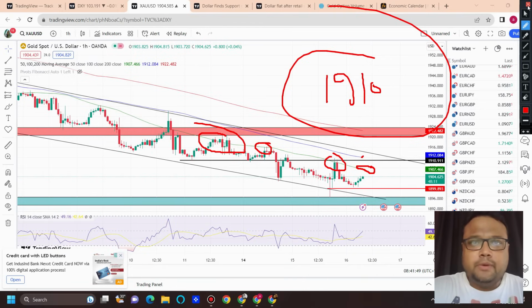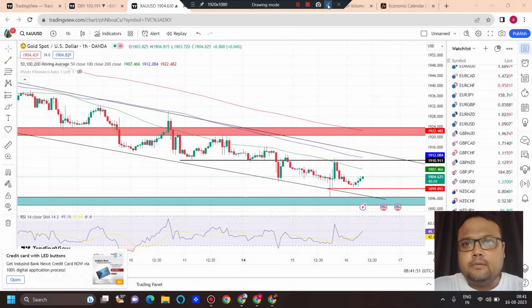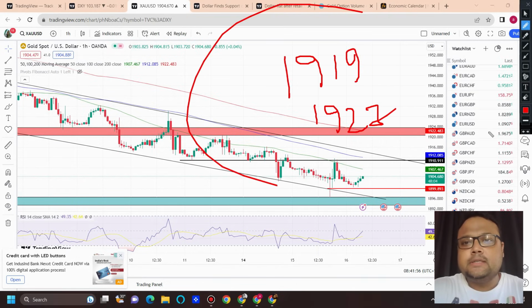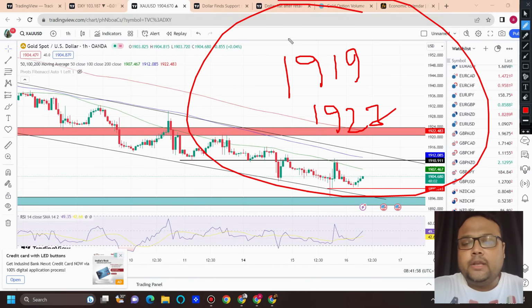The best resistance before the news is around 1919 to 1923 level. Yes, the 1919 to 1923 level is the best resistance on the chart of gold before the news. But I don't think the market has the power, ability, strength to go till the 1990 level. In case the market hits the level, observe the market. If the market reverses, you can look for a sell.